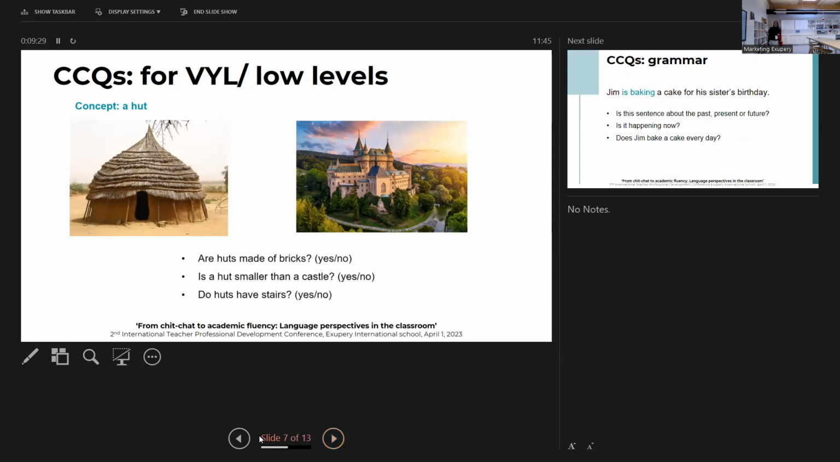And then if they have the language, you can expand it and ask simple questions, for example, yes or no. Are huts made of bricks? So here I'm targeting the materials, what homes are made of, to check whether they understand. Is a hut smaller than a castle? Comparing two different homes. And do huts have stairs, to check composition inside? Because if you talk about what's inside a home, like what rooms and floors, here we're going to check if they understand what's inside a hut.